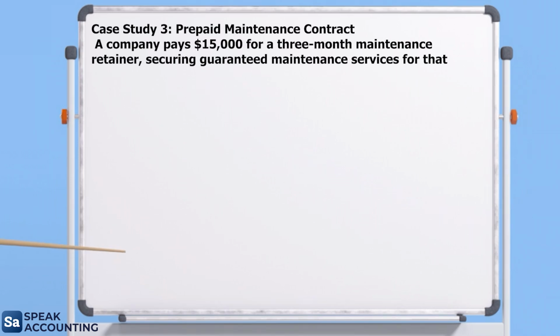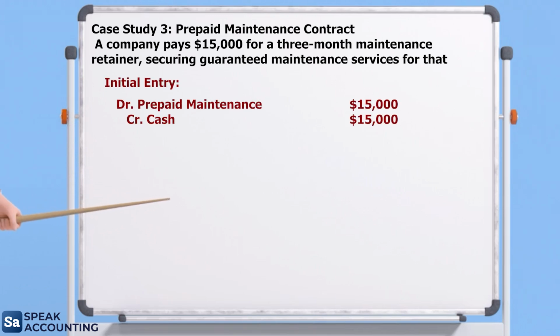Case study 3, prepaid maintenance contract. Scenario: a company pays $15,000 for a 3-month maintenance retainer, securing guaranteed maintenance services for that period. Journal entries. Initial: debit prepaid maintenance $15,000, represents the asset acquired, right to maintenance services. Credit: cash $15,000, reflects the cash outflow for the payment.